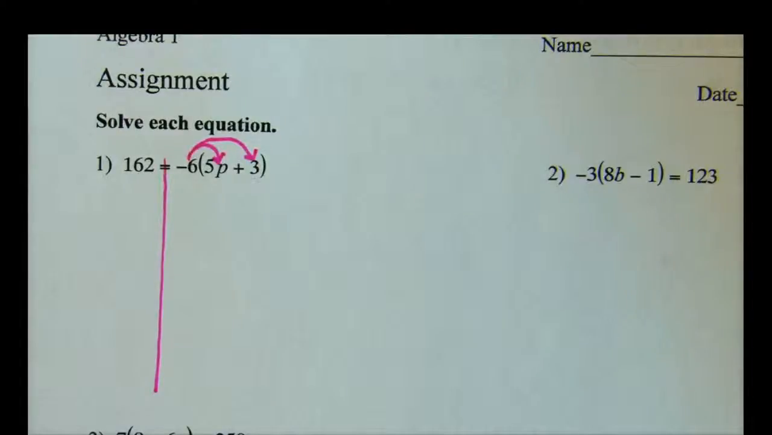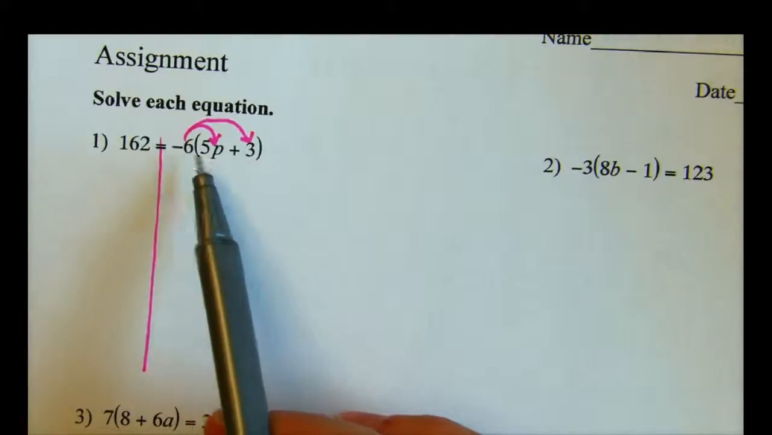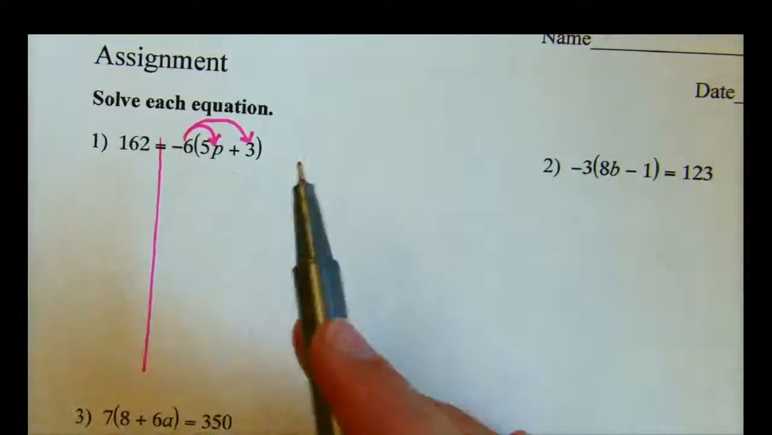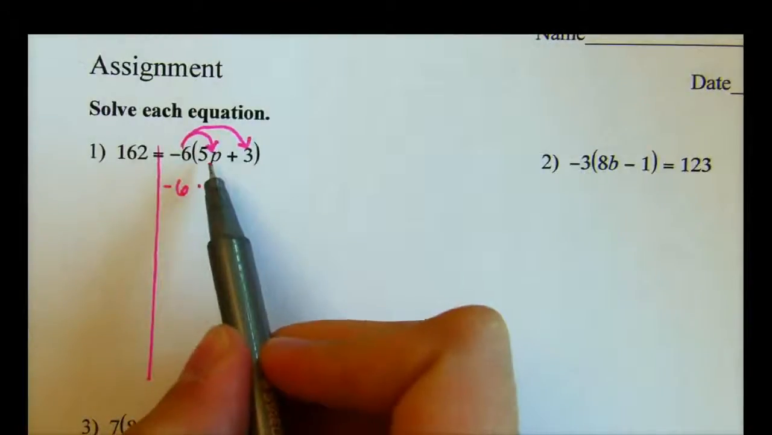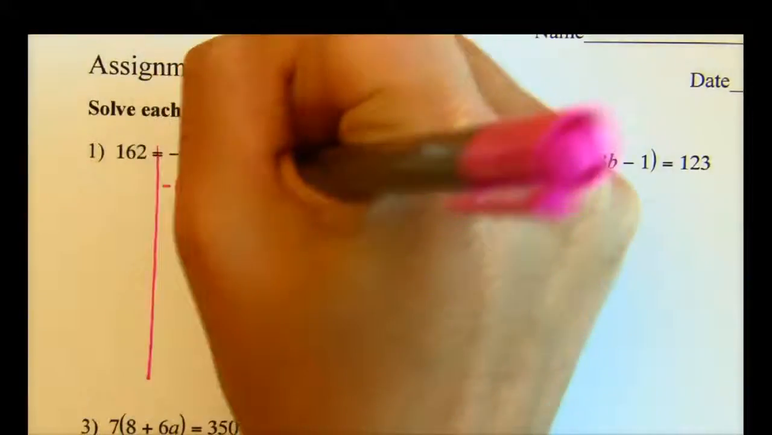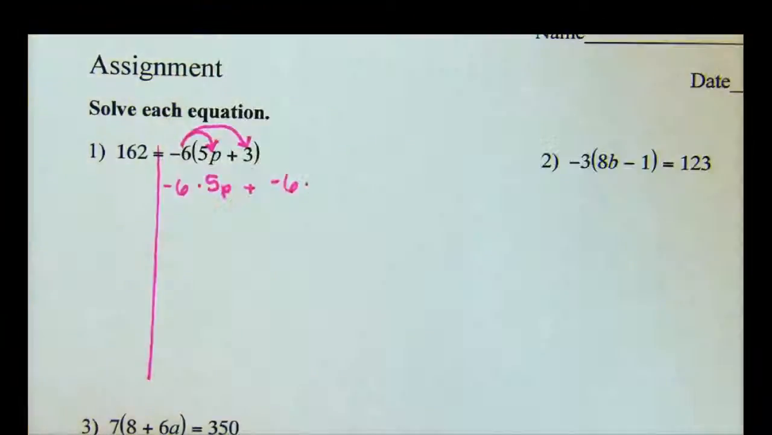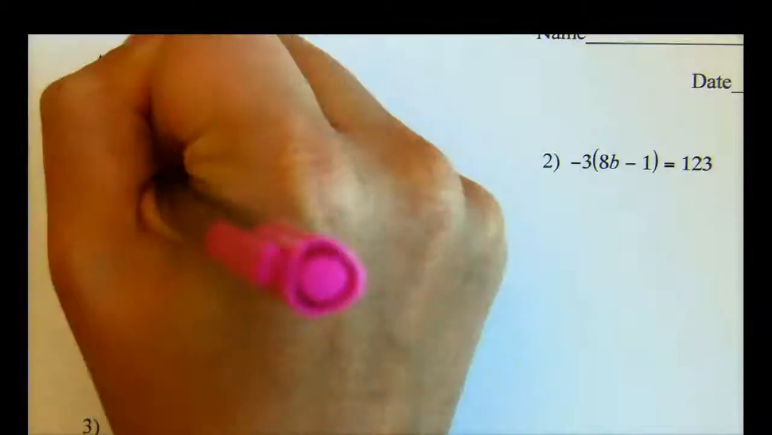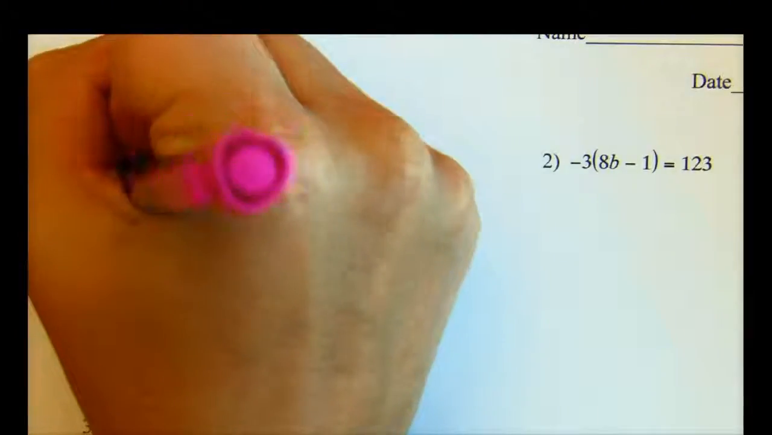When I've got a number and then something inside of parentheses, the operation that's in between these two things is multiplication. So I'm going to take my -6 and multiply it first with the first term, 5p, plus, I'm going to take my -6 again and multiply it with my second term, 3. And that's all equal to whatever was on the other side of my equal sign. I'm just going to bring it down, 162.